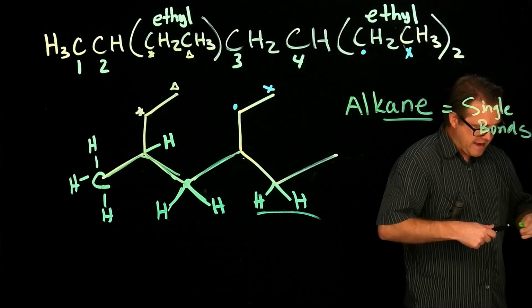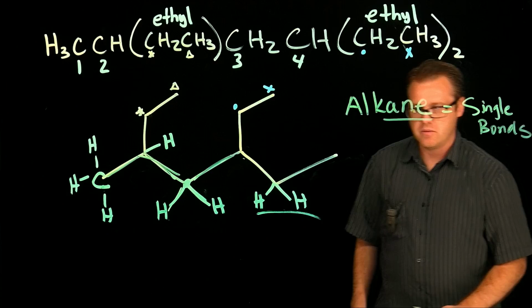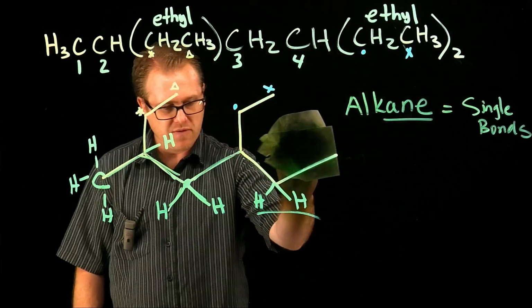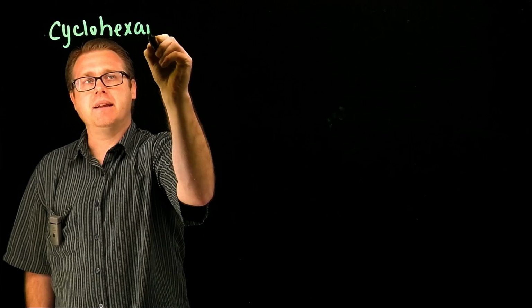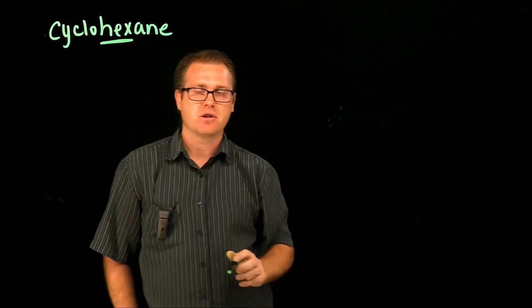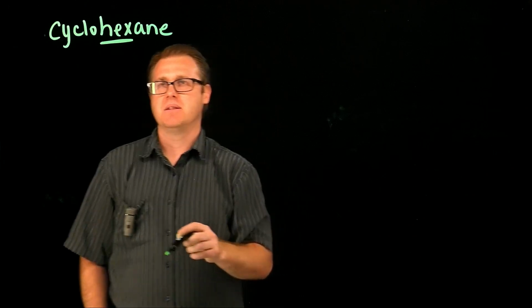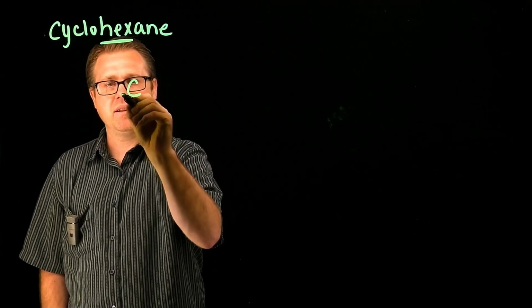Okay. Let's take a look at rings. We can have molecules in the form of rings. Let's take a look at a ring called cyclohexane. Cyclohexane. And the prefix hex tells us that there's going to be 6 carbons. So if I have a hexane ring, it would look something like this.